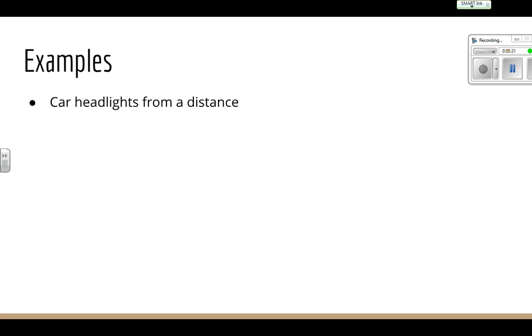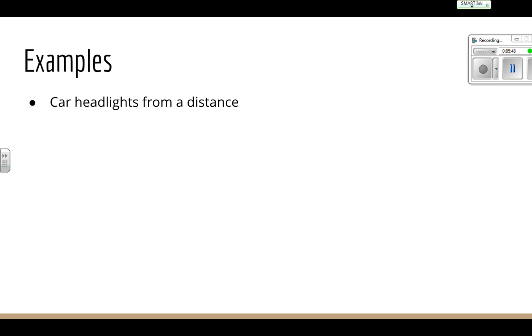If someone puts that car in reverse and starts backing away from you, and we're talking huge distances here, those headlights will appear to get closer and closer together. And at some distance away, those headlights will no longer appear as two lights to you. They will appear as one single light. And at that point, you are no longer capable of resolving them, of detecting them as individual lights. So that's the best example that's kind of tangible.